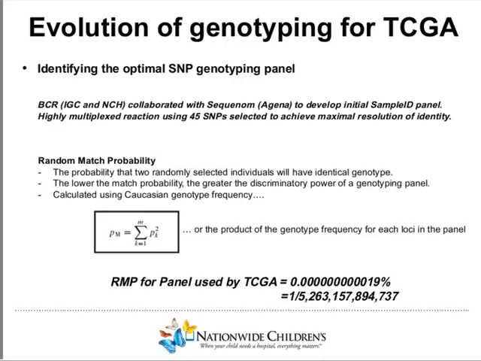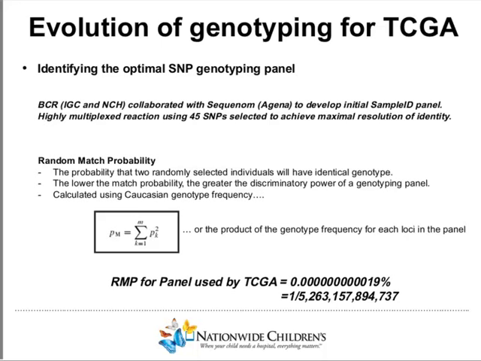And this initial panel was a highly multiplex reaction that focused on 45 SNPs that were selected to achieve the maximal resolution of identity. And for just the simplest sense, the identity resolution power of these panels is extremely sensitive. And down at the bottom here, I've shown you the random match probability based on the first version that we used. And it was essentially the chances that any two genotypes from different people would be the same using this panel was 1 in 5 trillion.